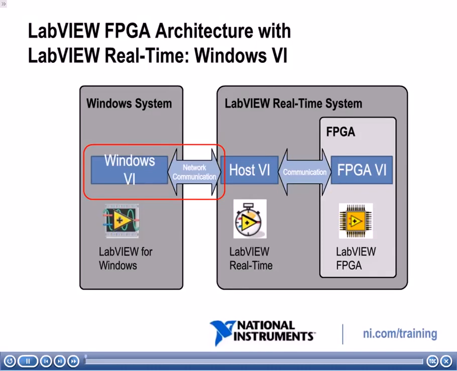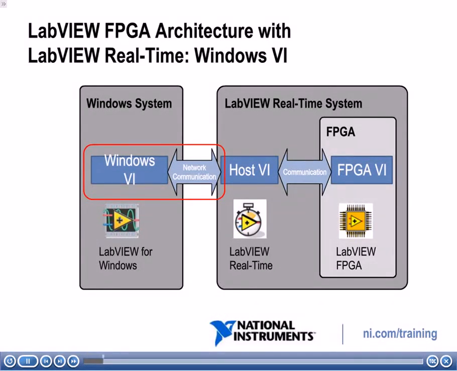In the previous section, we developed a host VI on the RT target that communicates with the FPGA VI. By the end of this module, you will be able to develop a Windows VI on a PC that acts as a user interface and communicates with the host VI on the RT target.